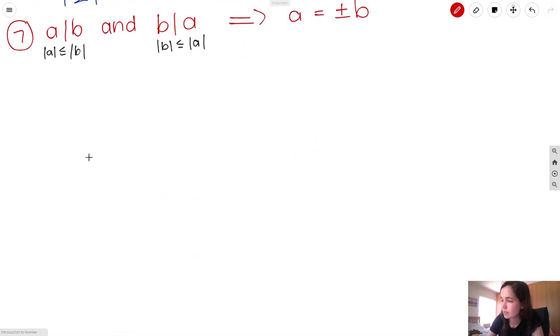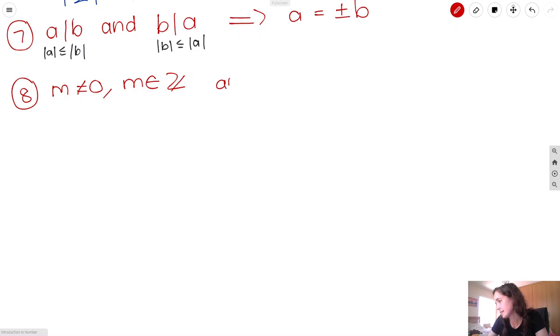Okay, eighth property. If m is not equal to 0, also m being an integer, and a divides b, then this is if and only if ma divides mb. So you can multiply an integer in, and this will still be true, assuming this integer isn't equal to 0.